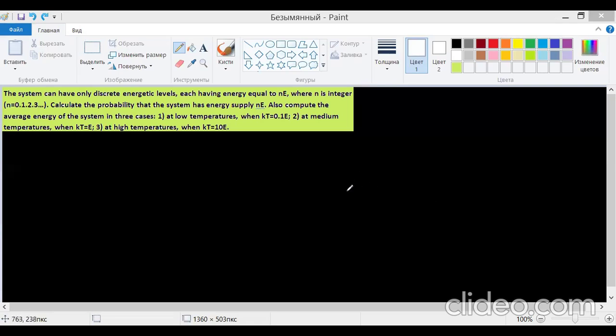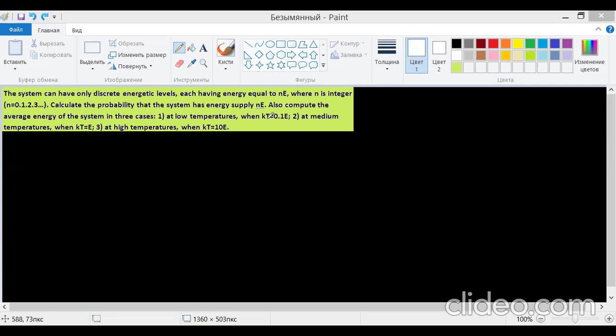When the temperature is low, in this case, they believe that K times T is equal to 1/10 of the energy E. At medium temperatures, K times T is equal to E, and at high temperatures, K times T is equal to 10 times E. Again, I want to emphasize that K stands for Boltzmann constant, okay? Now, it's a very interesting problem. Partially it covers the previously given problem, and at times I will refer to what we have done previously, okay?